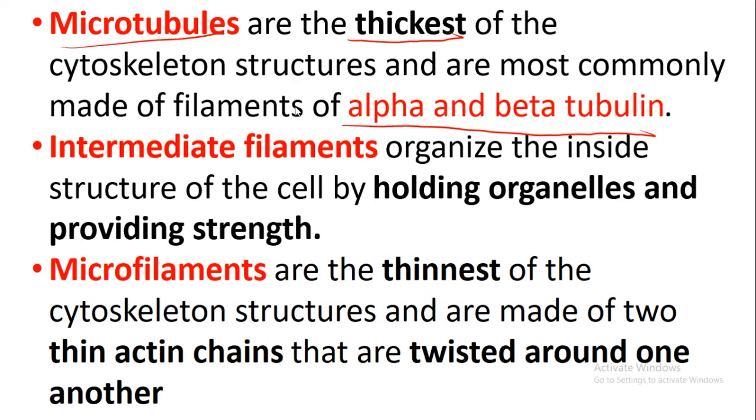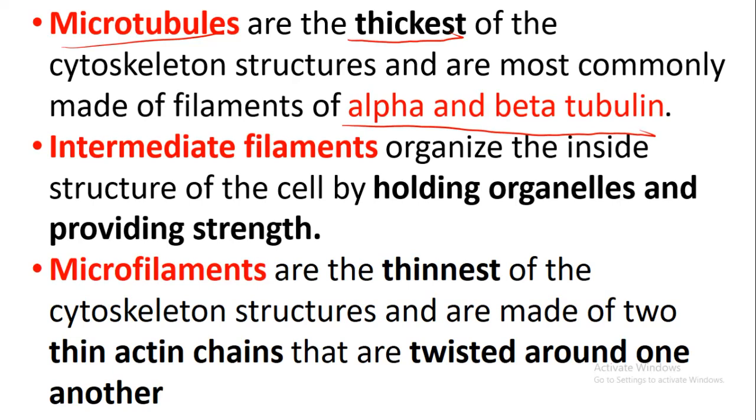The intermediate filament helps in holding the organelles and providing strength. Remember we said the cytoskeleton anchors the organelles, it supports the organelles. So the intermediate filaments are the ones most responsible for the holding, the supporting, the anchoring of the what? Of the organelles, and providing strength to them.